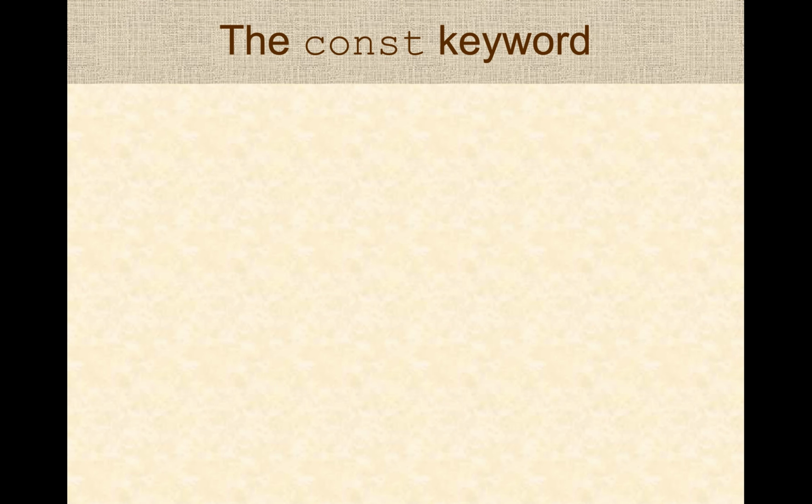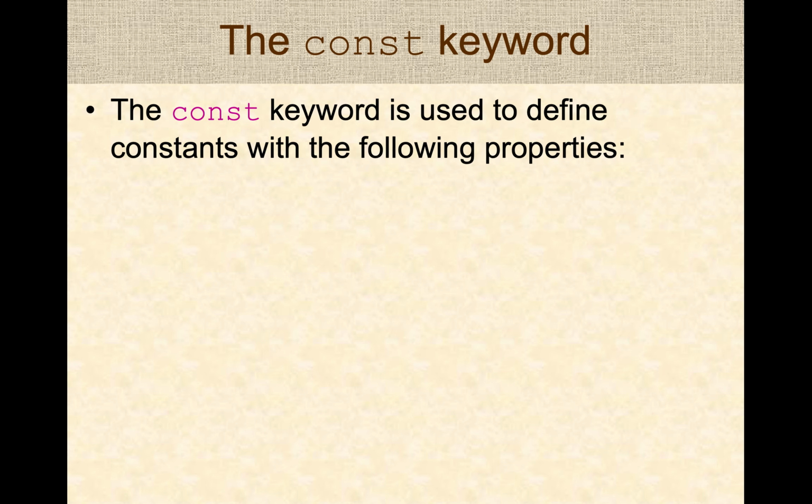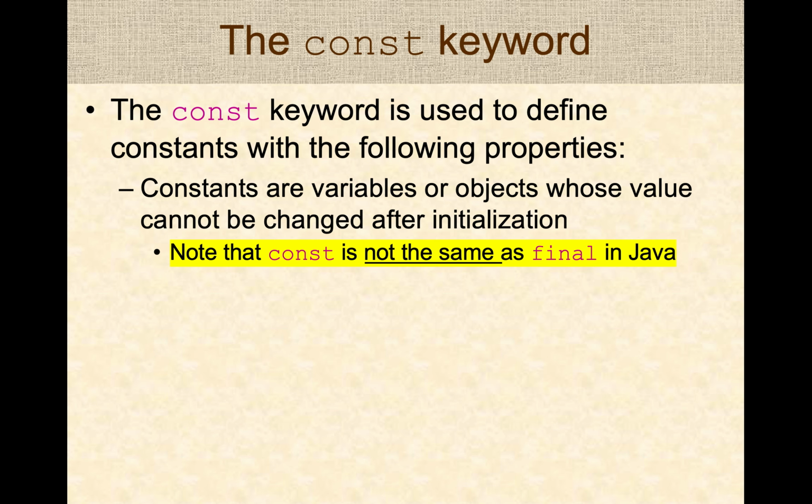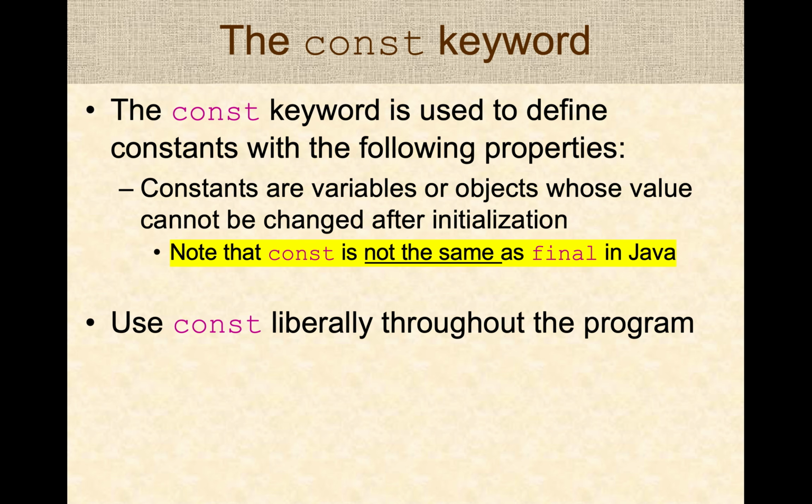So far, we have worked with variables whose values can change. The const keyword in C++ is used to define constants, where constants are variables or objects whose value cannot change after they are initialized. So it's always a good idea to initialize variables, and then when you define them as constant, their values can no longer change. Keep in mind, const is not the same as final in Java. For those of you who are Java programmers, the const and final are definitely not the same.